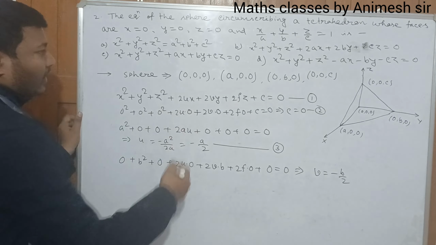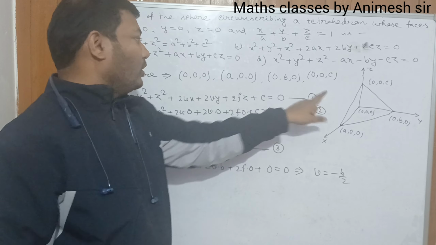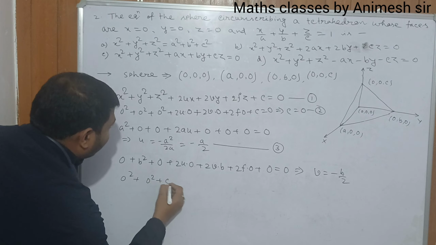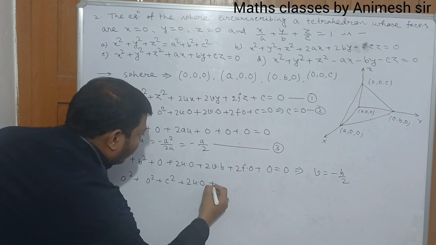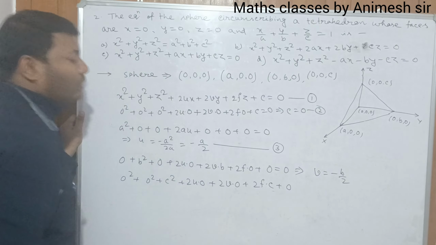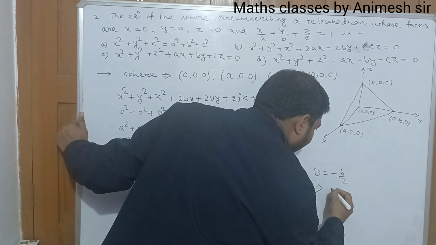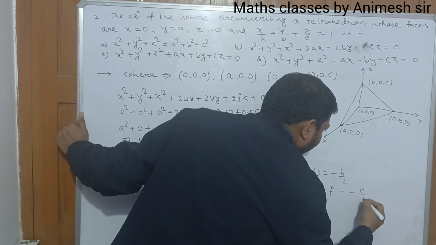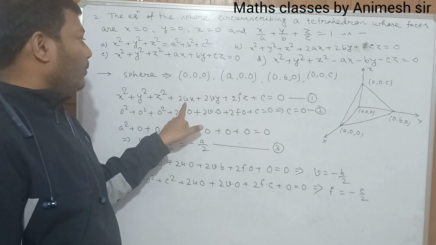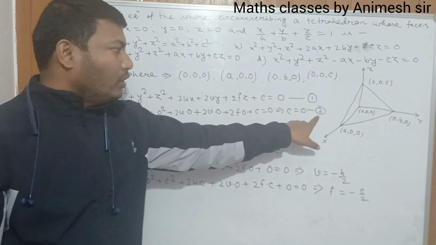And in the same manner, if we put another point 0, 0, c in equation 1, we will get 0 square plus 0 square plus c square plus 2u into 0 plus 2v into 0 plus 2f into c plus c, whose value is 0, equals to 0, which will give f equals to minus c by 2. Now my three unknown parameters are u, v, f. d equals to 0 we have already got from equation 2.